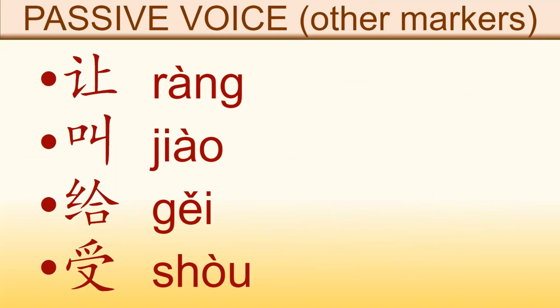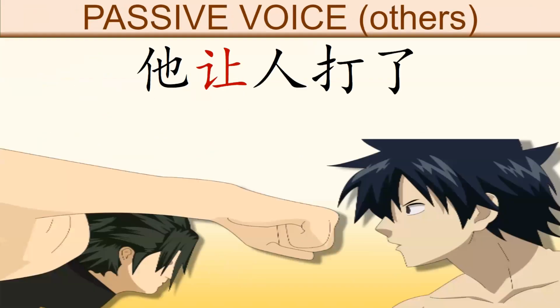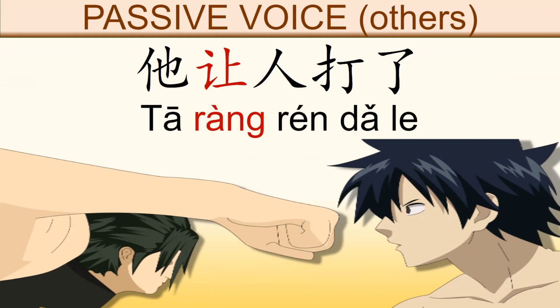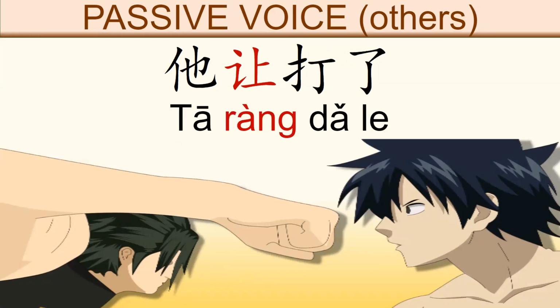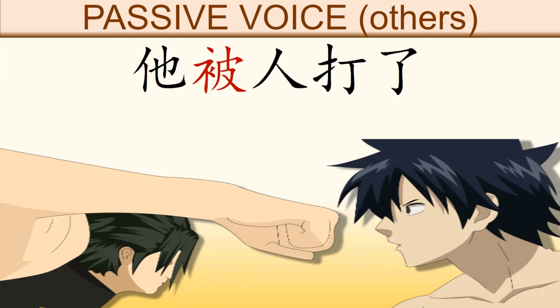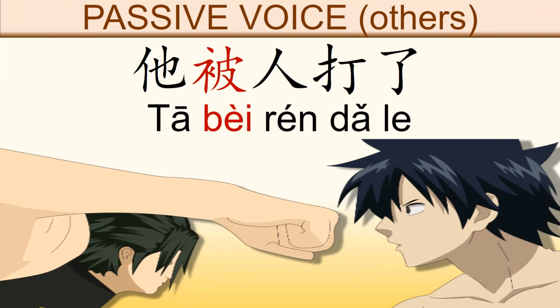Remember that apart from the use of the character 被, we have also other verbs that imply a passive voice. Other markers for the passive voice can be the verb 让, 叫, 给, or 受. For example, an expression of the passive voice with the verb 让, 他让人打了. He was hit by someone. We don't need to express the subject here, so we could also say 他让打了, with the same meaning. Or if we use the passive voice with 被, then we could say 他被人打了. Again, the same idea, he was hit by someone.